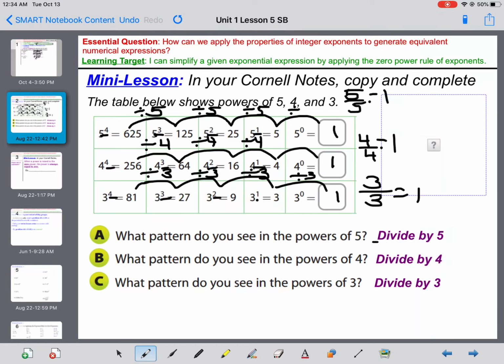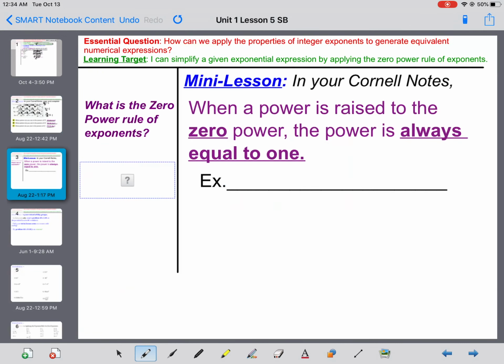Right, so the pattern that we see from left to right with the powers of 5 is we divide by 5. The pattern that we see in the powers of 4 going from left to right, we divide by 4, and so on and so forth with the number 3. So if we take a look at all of our answers, all 3 of these that are raised to the 0 power, we notice that when a power is raised to the 0 power, the power is always equal to 1.